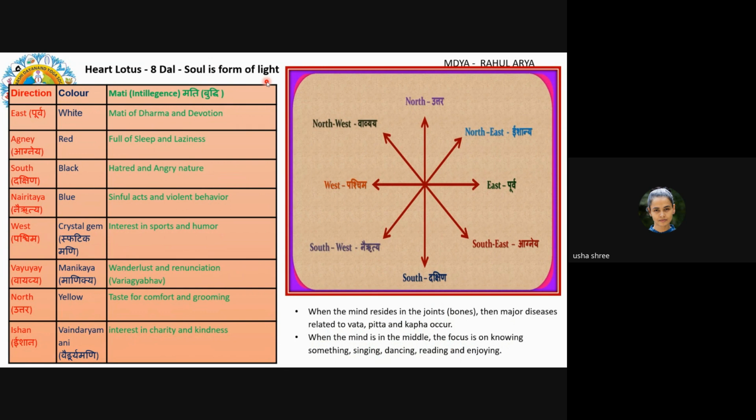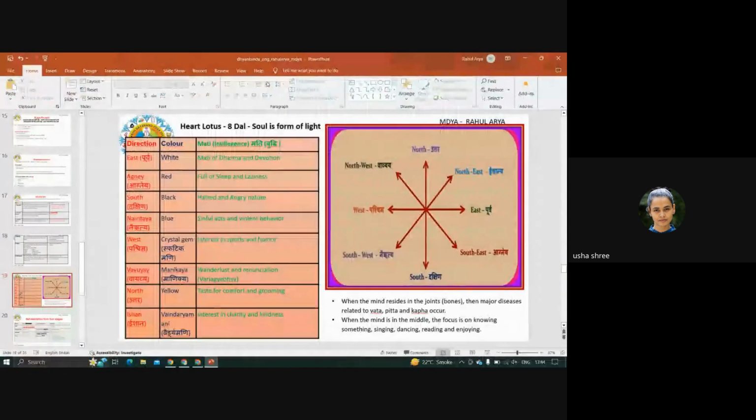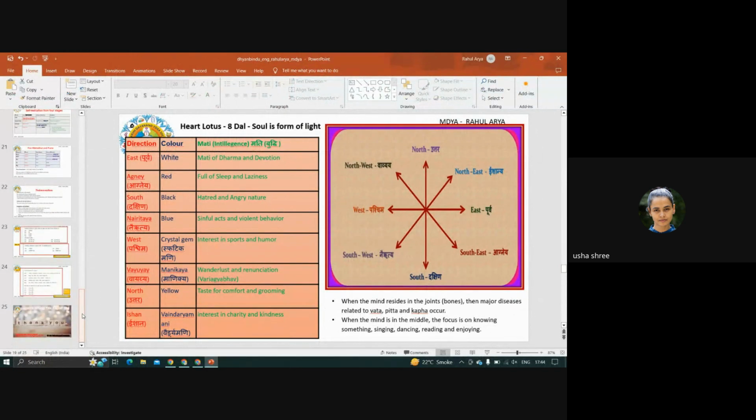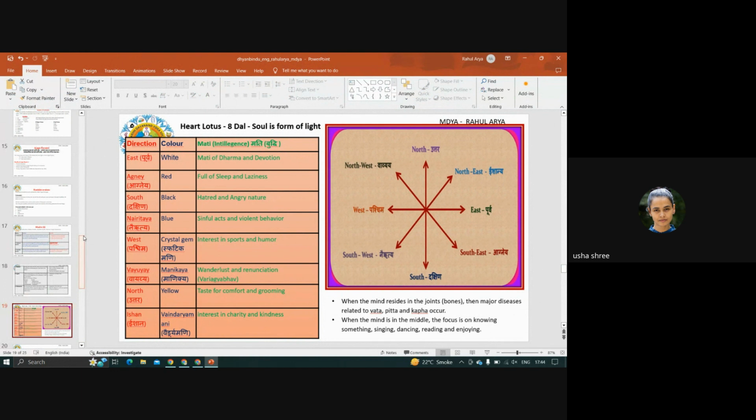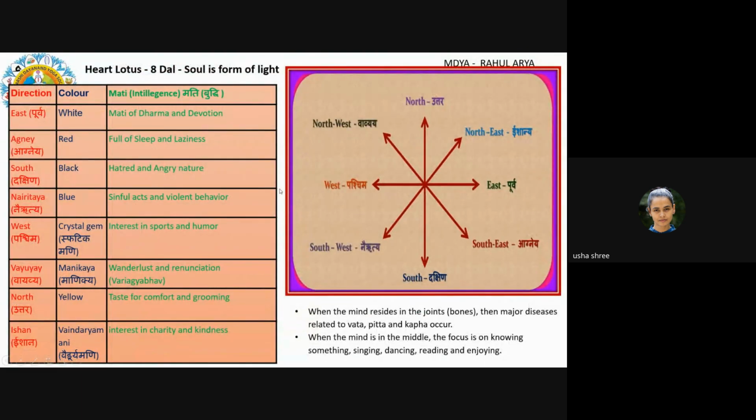Now going to the table, the first direction given is east. In the east, the color is white. When the east part of the heart is meditated upon, one gets dharma and devotion. That is the kind of intelligence that one develops. And Agneya, which is the southeast direction, the color associated is red. And the mati, intelligence, is related to sleep and laziness. Maybe when one meditates on the southeast part of the heart, the person will be able to rid themselves of sleep and laziness. That is what sir was saying.